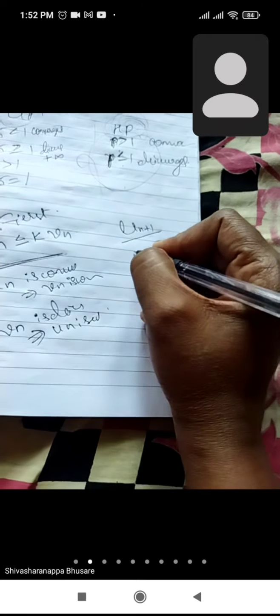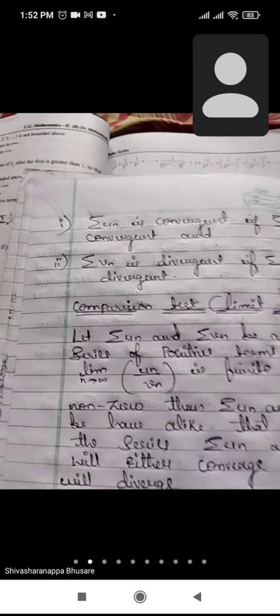And in the second type, the ratio of the (n+1)th term divided by the nth term of un should be less than or equal to vn+1 divided by vn. If this is the condition, then our conclusion is that if un is convergent, vn is also convergent. And in the second case, if vn, the second infinite series, is divergent, we can directly write that the first series un is also divergent.